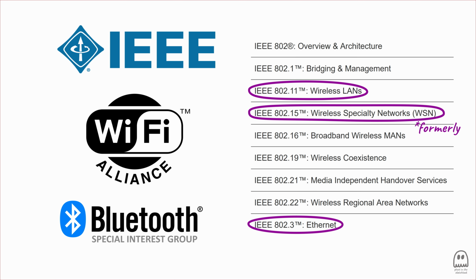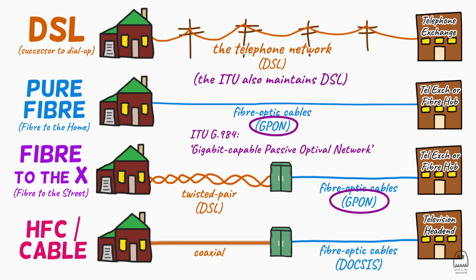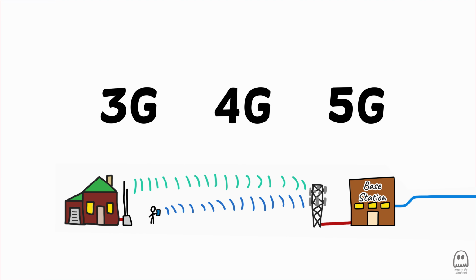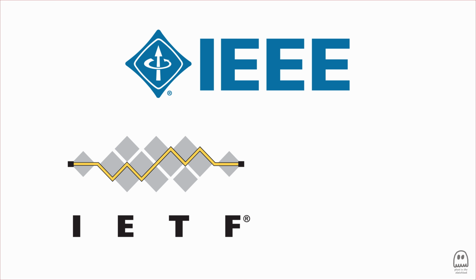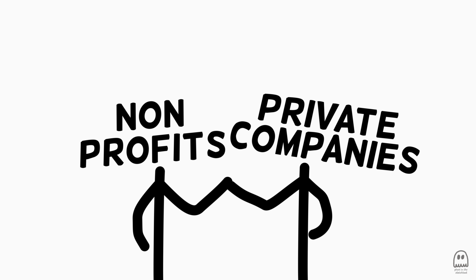The final major player is the International Telecommunications Union. This is a body of the United Nations that's responsible for promoting telecommunications standards. Among other things, they also maintain standards for fibre optic transmission, and indeed the 3G, 4G and 5G cellular network standards your smartphone uses. The IEEE, IETF and ITU are all independent organisations that do sometimes publish clashing standards, but they also frequently collaborate.